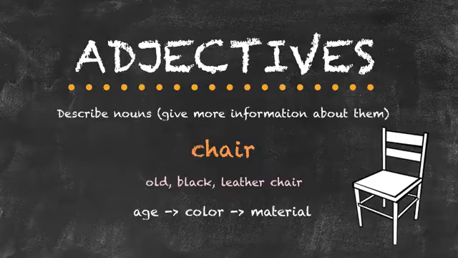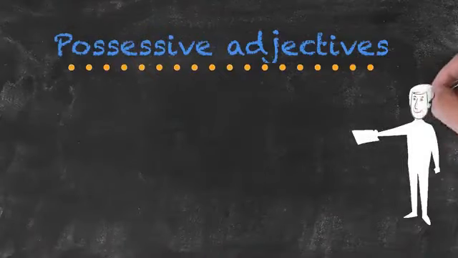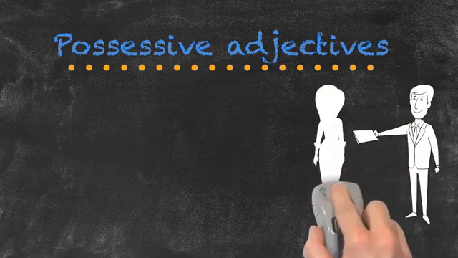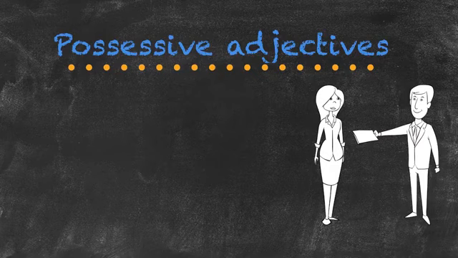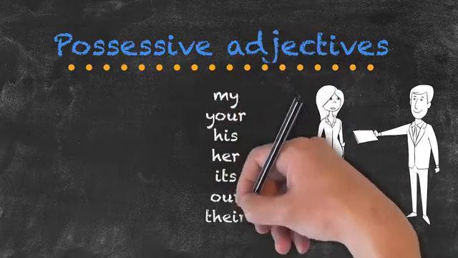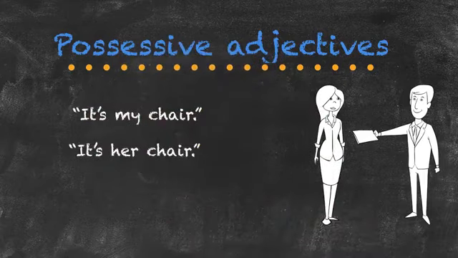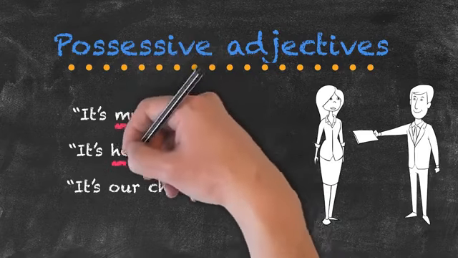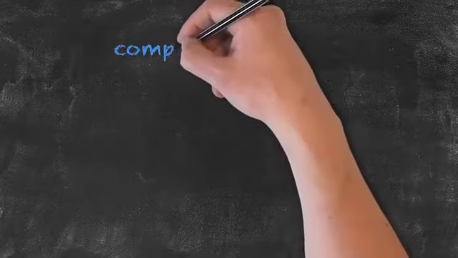Another way to describe a noun is by showing possession. We do so by using our possessive adjectives. Earlier, we used the example of chair as the noun. We talked about it in terms of age, material, etc. Now, we could add words such as my, your, his, her, its, our, and their also to describe the chair. It's my chair, or it's her chair, or it's our chair. These are not to be confused with possessive pronouns, which of course we'll get into in just a moment.